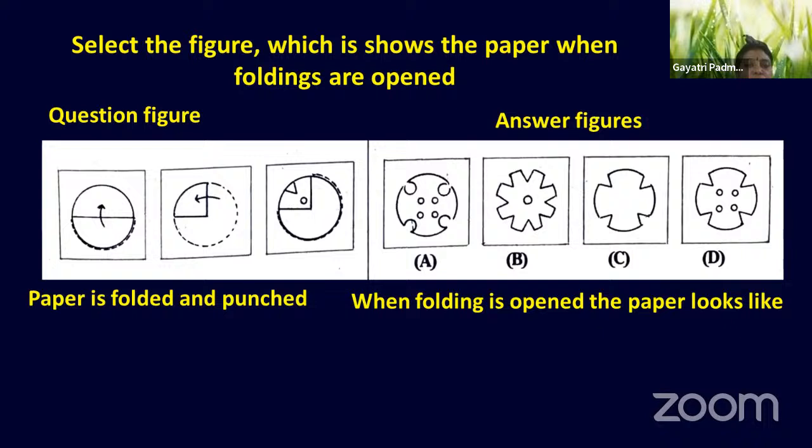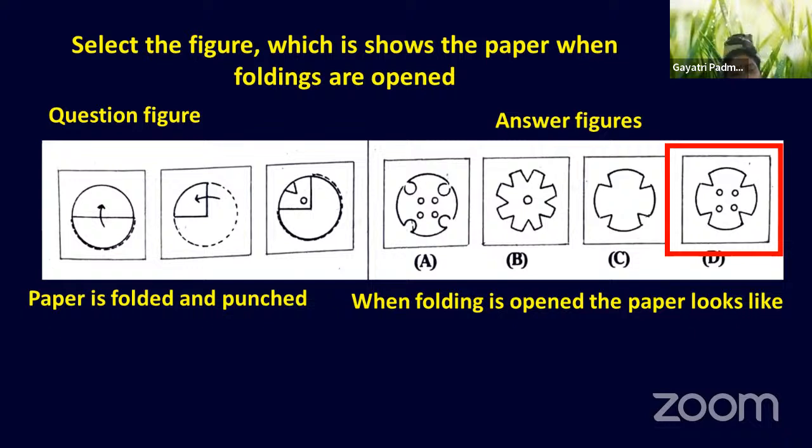So it's actually simple. By carefully monitoring, you all will be able to give the correct answer. Is it option A, option B, option C, or option D? Let's see. Yes, it is option D. Because when it is folded into 4 and a punching is done in 1, obviously in 4 places the circle will come, isn't it? So that is one clue.